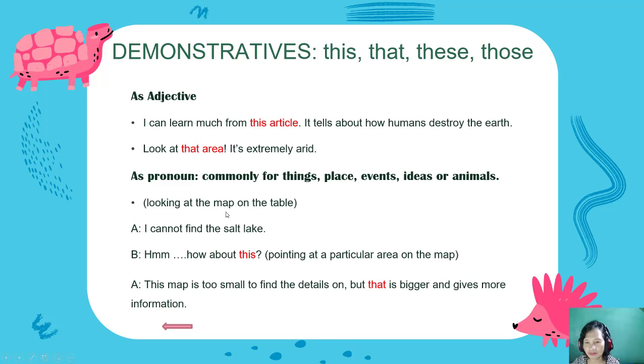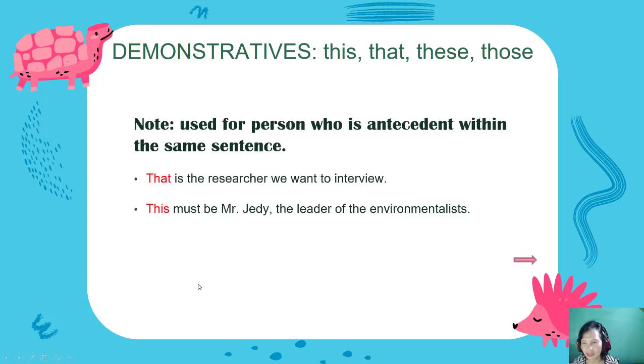Compared to this one, how about this? This refers to the Salt Lake. It means that this refers to the noun, the thing that is mentioned in the previous sentence. So it is commonly that they are in different sentences. But for persons, it is within the same sentence.